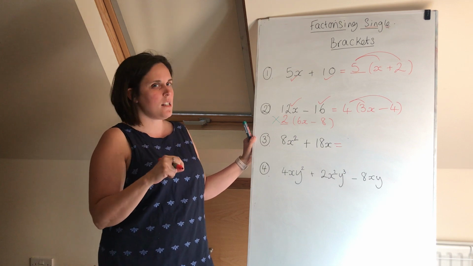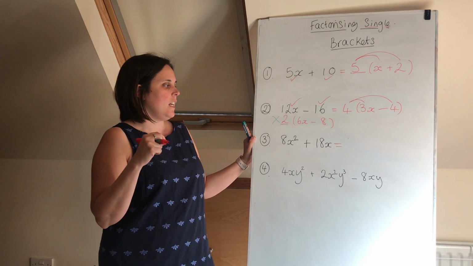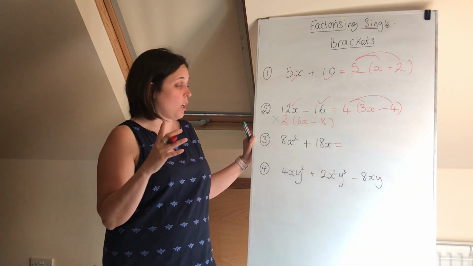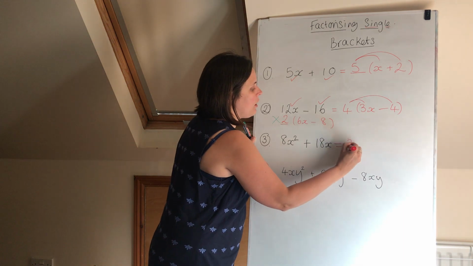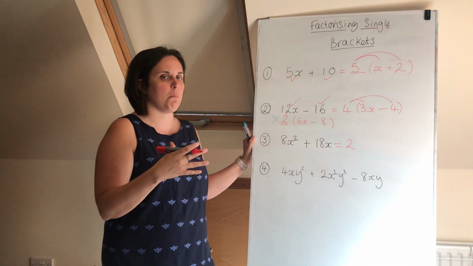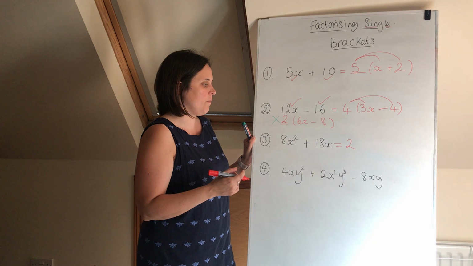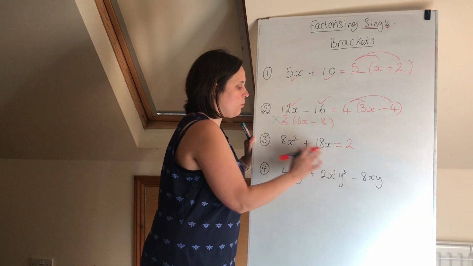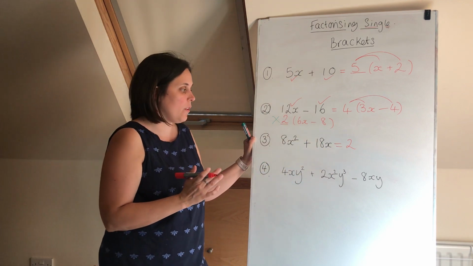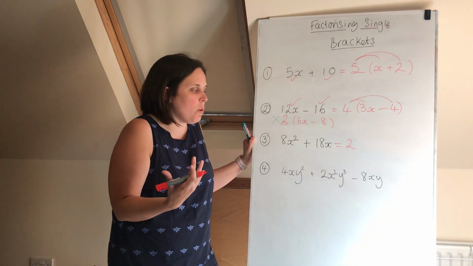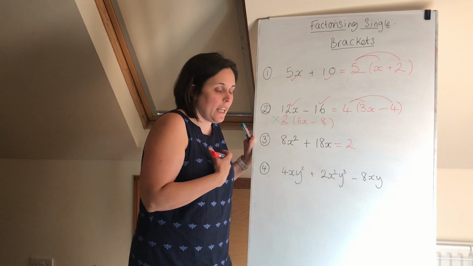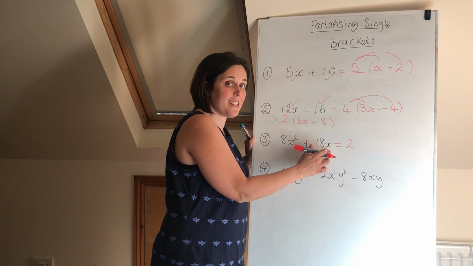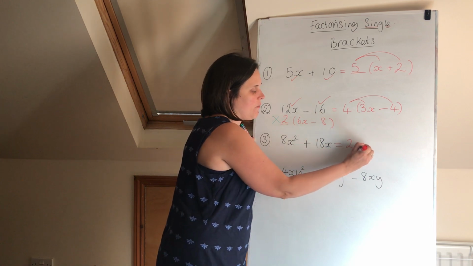So we want the highest number that goes into both 8 and 18. Now you'd think it'd be quite a big number, but actually it's only 2. So 2 goes into both of them, and there's not a bigger number that will go into those two. So we have 2. Now, letter-wise, there is an x in both. Now we want to take out as much as possible. We can't take out x squared because there isn't an x squared here. So the most we can take out is actually just x.